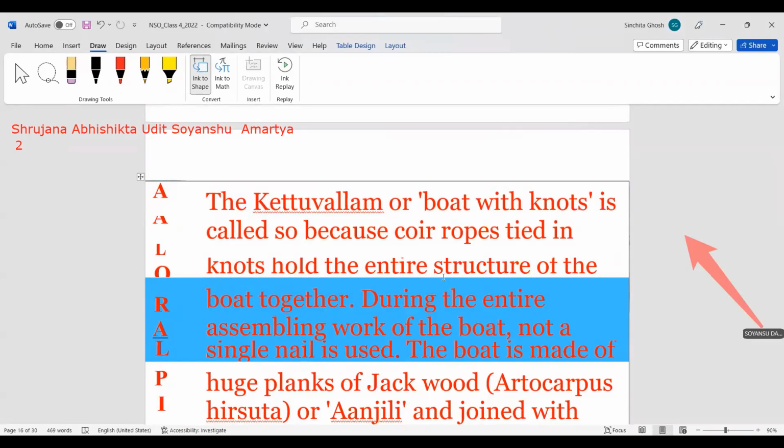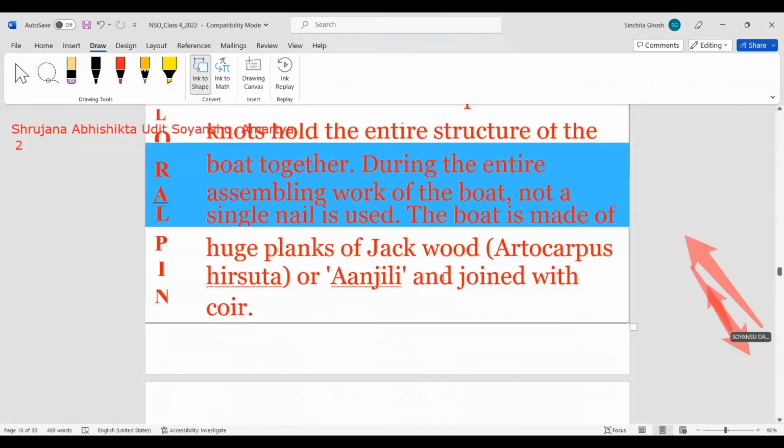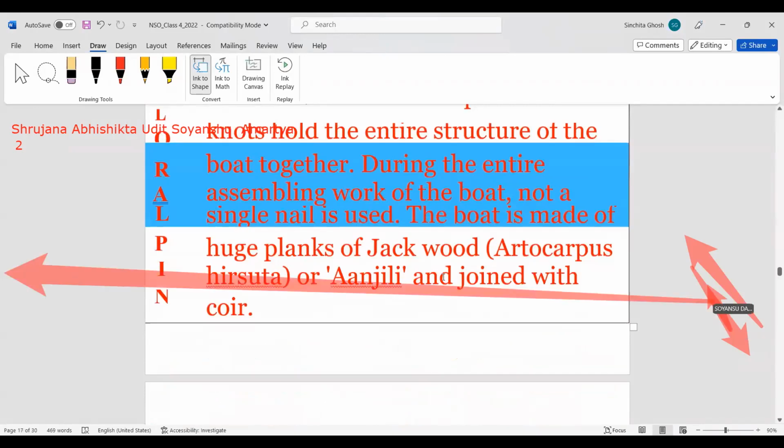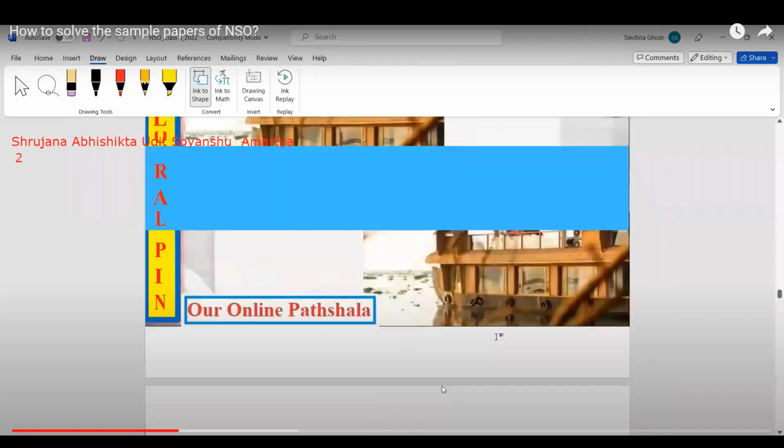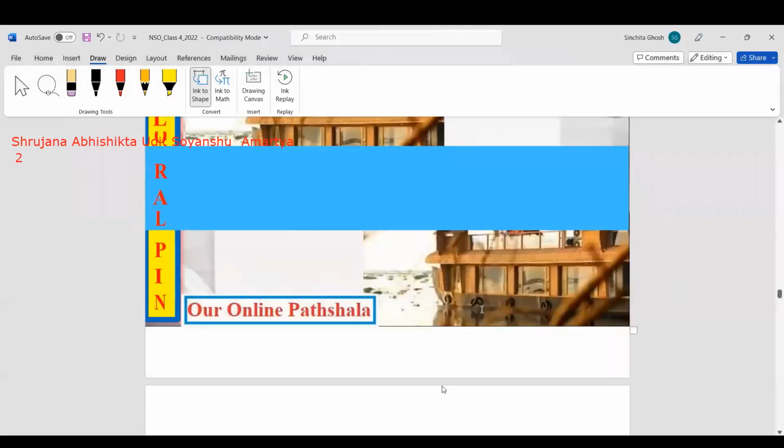The boat is made of huge planks of jackwood. It is a type of wood that is found from a plant and the planks are joined together with the rope. So the wood and rope actually make this boat and it is found in Goa. That's the simple thing. This type of boat is there. There is also the picture of the boat here. This is the picture of the boat. Let's go to the next slide.